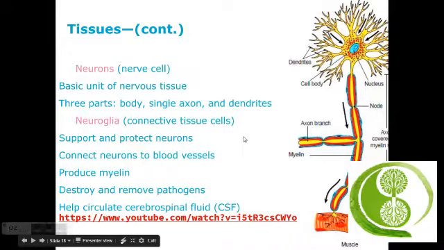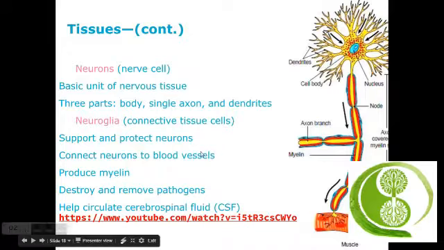Up next is neuroglia. This is a type of connective tissue cell. It's still a nervous tissue cell, but it works specifically with the connective tissue. It's designed to support and protect the neurons, which are the nerve cells. One of the ways it protects them is it produces this little substance here called the myelin. All this little red sheath that's around the axon is produced by the neuroglia.